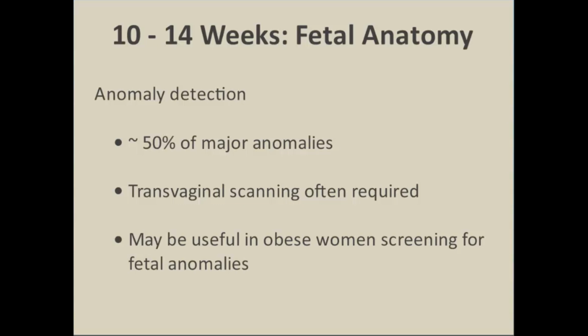Studies have been done recently showing that the detection of major anomalies from 10 to 14 weeks can reach up to about 50%, particularly if transvaginal scanning is performed. This type of scanning is particularly useful in obese women. At 10 to 14 weeks, you still can see the entire fetus with the transvaginal scan, and if they come at 16 to 18 weeks, because of their obesity, you may be able to see none of the fetus. So some are advocating a 10 to 14 week scan in obese women using the transvaginal scan to at least help us detect some of the major anomalies.